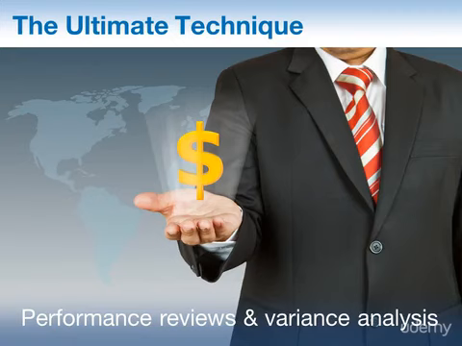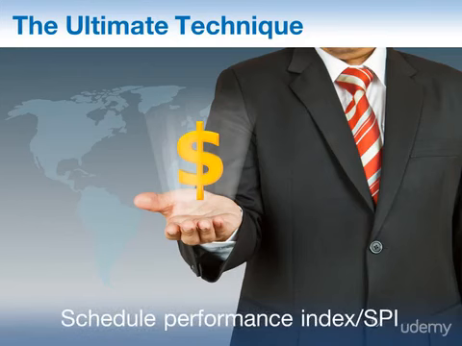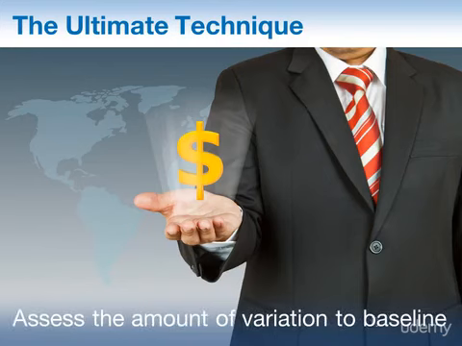In particular, we rely on the schedule variance, the SV, as well as the schedule performance index, the SPI. Both of these are part of earned value, and we cover them in detail in our earned value management lessons. What you should know about these measurements right here and right now is that they assess the amount of variation to the original schedule baseline. So they will tell you whether you are ahead of schedule or behind schedule.